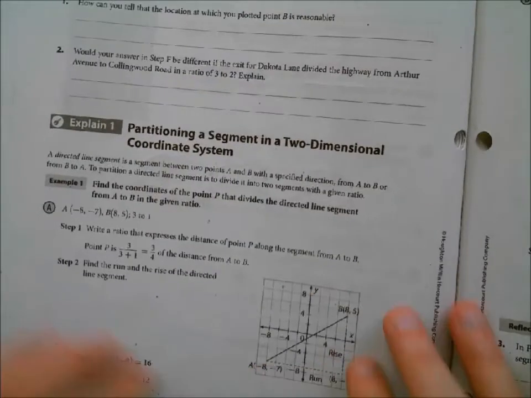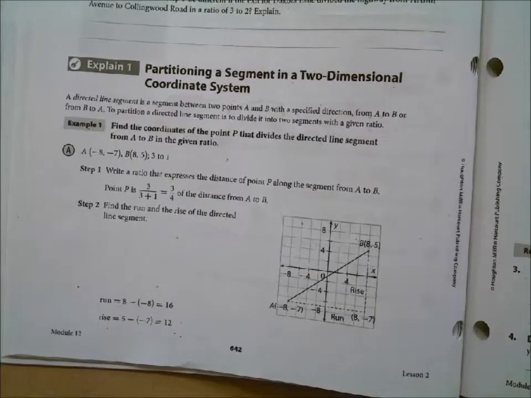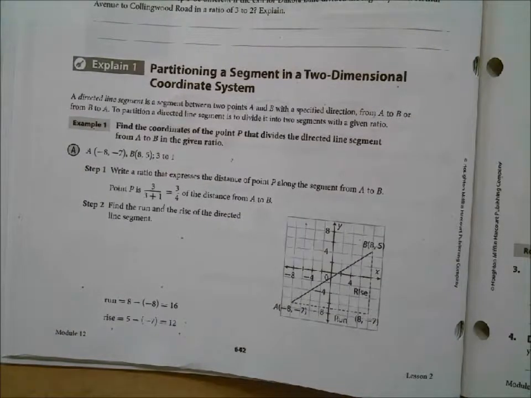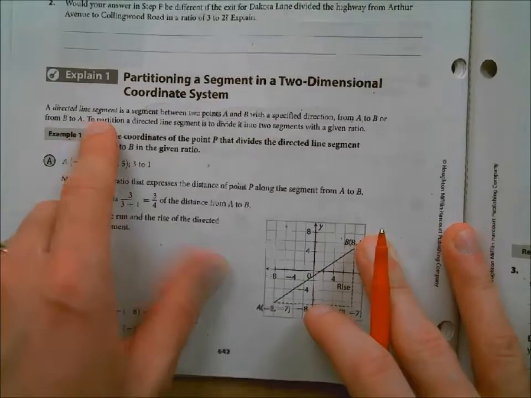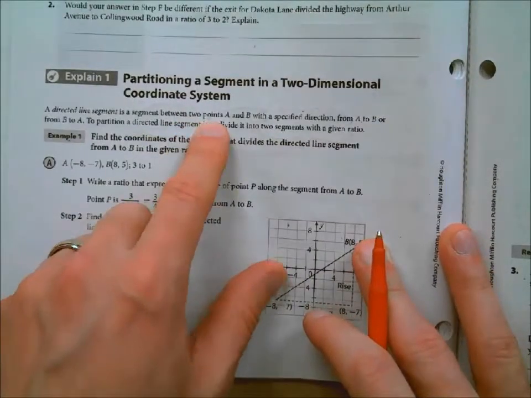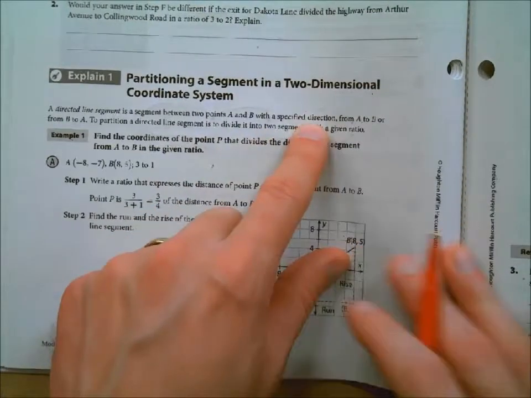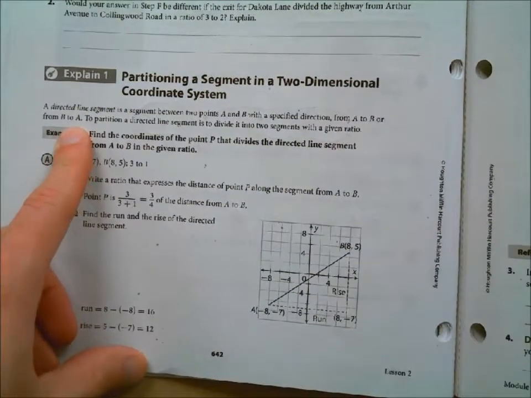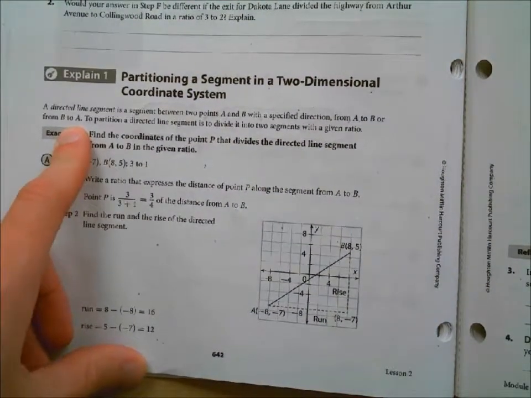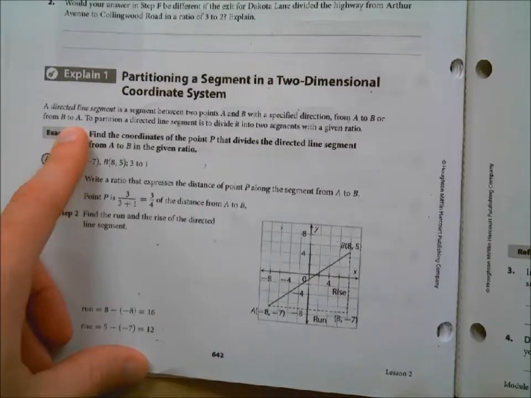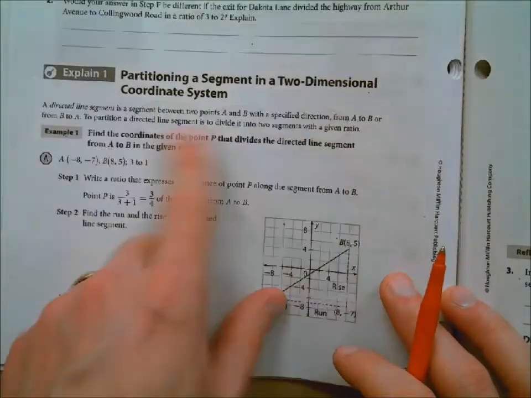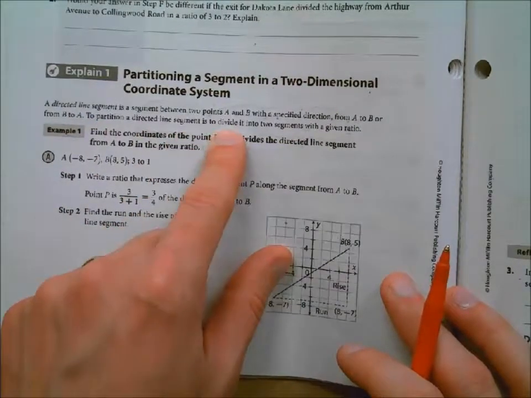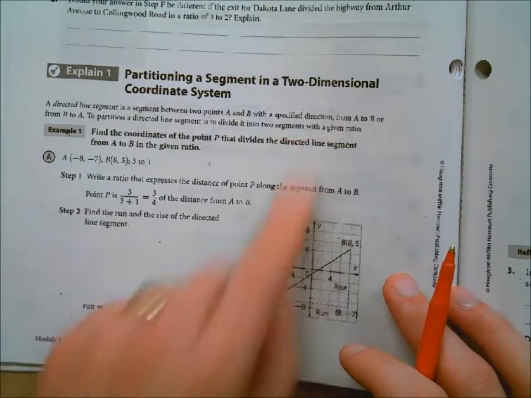Okay. So let's take a look then at how we're going to do this now in something like the coordinate plane, which is 2-dimensional. Okay, so a directed line segment is a segment between 2 points, A and B, with a specified direction from A to B or from B to A. So it's kind of like a vector in a way, okay? But it's just a segment with a direction, that's all. To partition a directed line segment is to divide the directed line segment into 2 segments with a given ratio. Okay?